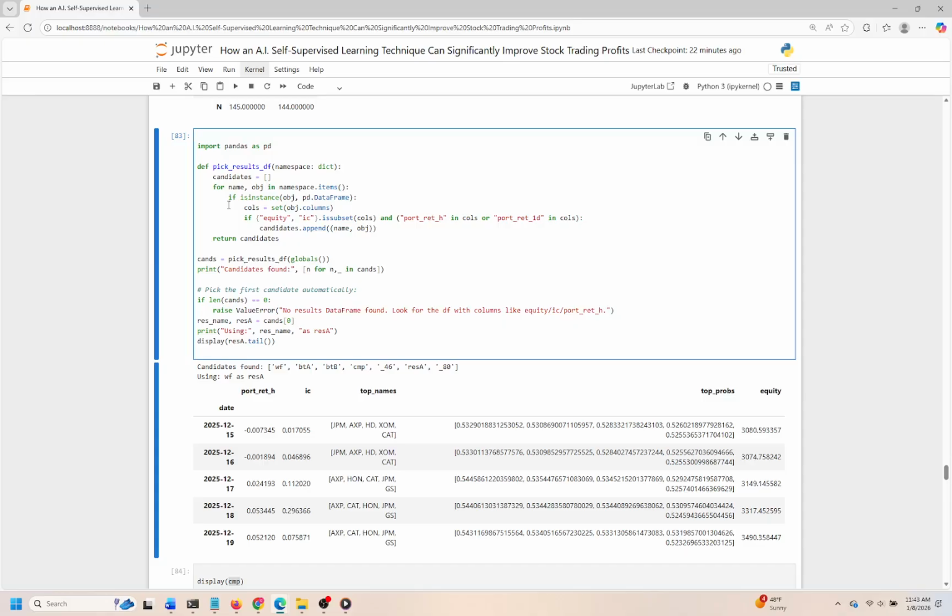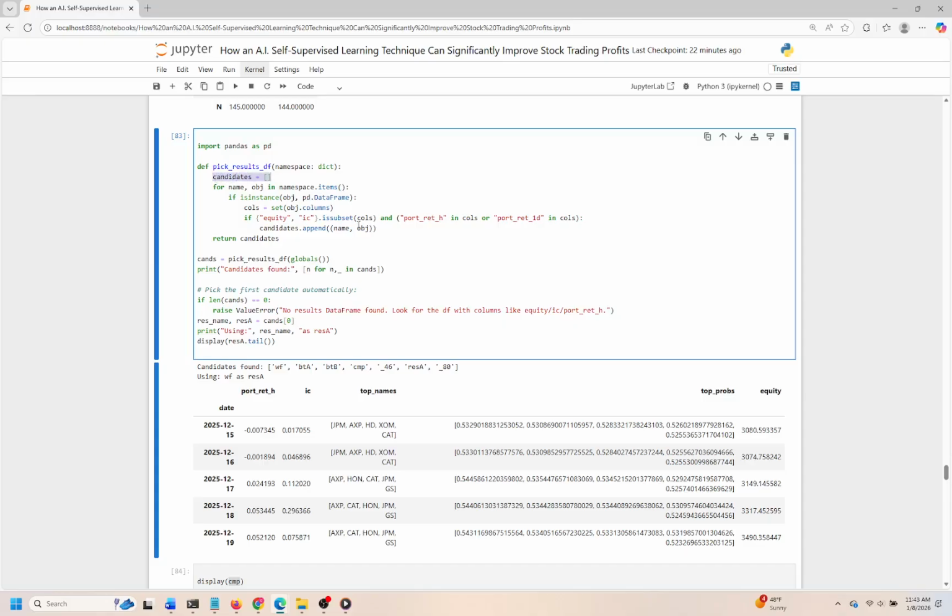Cell 23. In this cell, we are defining a function that identifies and retrieves specific data frames from the current environment, which is essential for streamlining our analysis. The goal here is to look for data frames that have required columns like equity, IC, and either portret H or portret 1D, as these indicate critical financial metrics we want to examine.